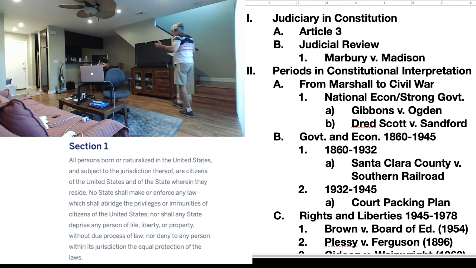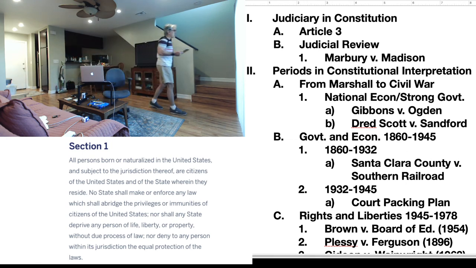So what was the implication of this Santa Clara County versus Southern Railroad decision? This decision denied federal and state governments the power to regulate corporate America. Okay? In practice, it meant that the following became unconstitutional. The minimum wage was back then declared unconstitutional.